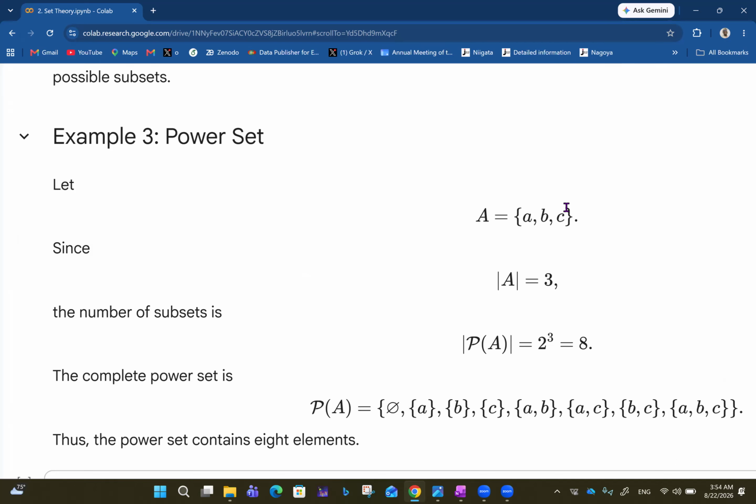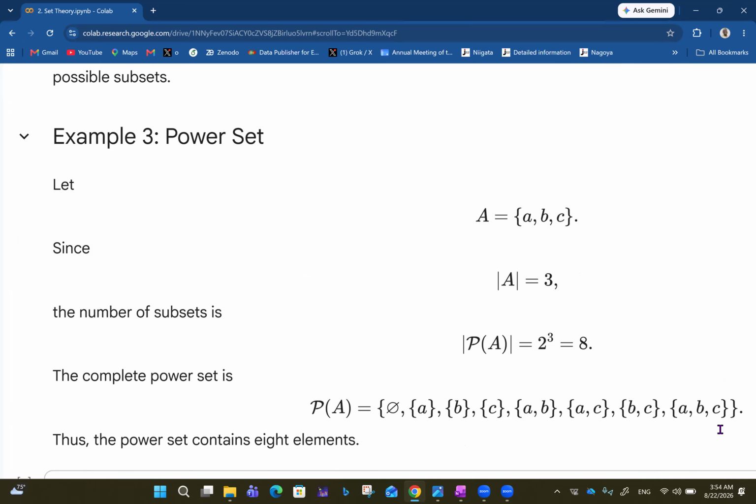As we know, for this set ABC there are two automatic members, the empty set and the set itself. Every other one can now go in between: the singleton sets A, B, C, and the pairs AB, AC, and BC. If you count 1, 2, 3, 4, 5, 6, 7, 8, that's it.